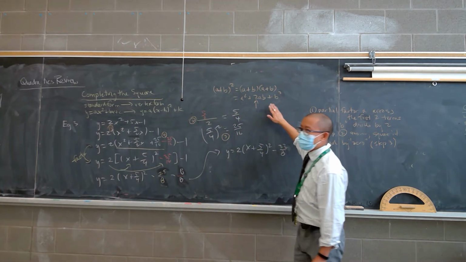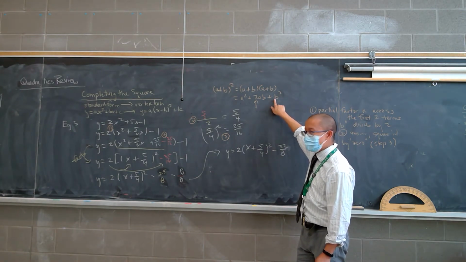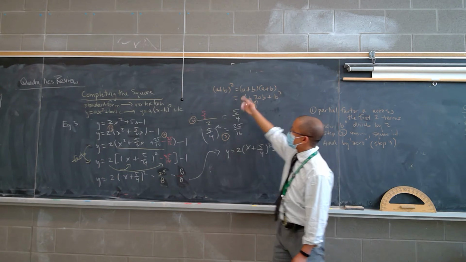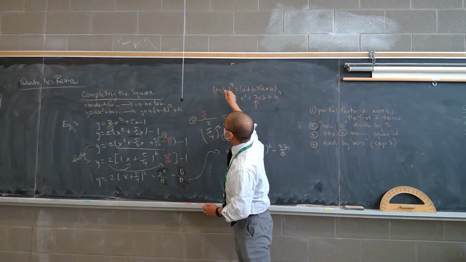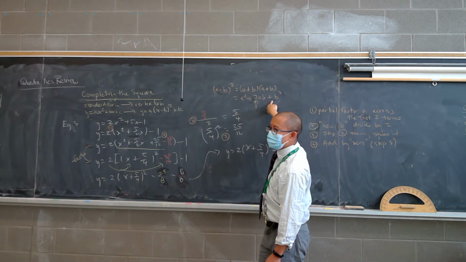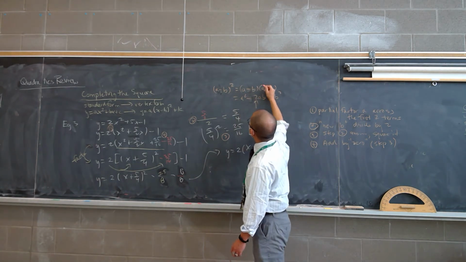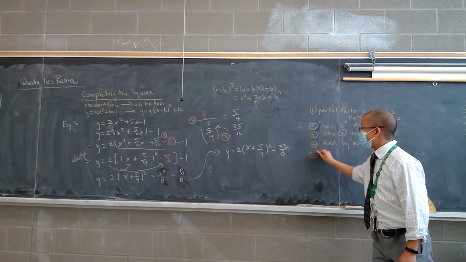But the whole point is the perfect square. Notice the C term. This is positive. It's always positive. Even, Mr. Chen, are you sure? Yeah, even if this is negative, a minus b squared, that's still going to be positive, right? So that's step 4.